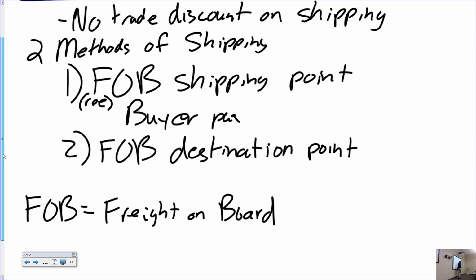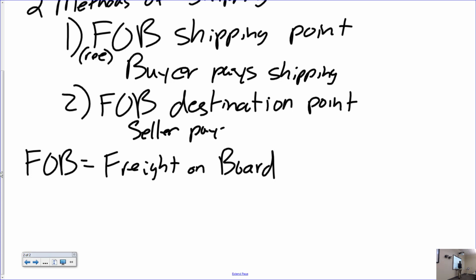Because if it's free on board when it's shipped, then the person who bought it, who's getting it shipped to them, pays, right? If it's free on board where it goes to, then who paid? The manufacturer or the seller pays shipping. Again, remember, in this instance, we are the retailer buying from the manufacturer. So if it's FOB shipping, we have to pay the shipping. If it's FOB destination, then our manufacturer's paying the shipping.